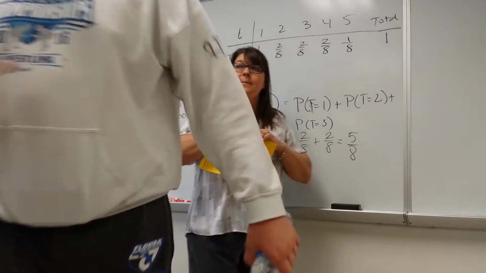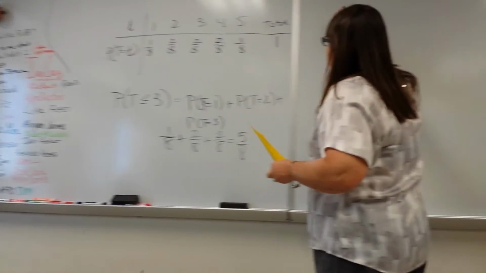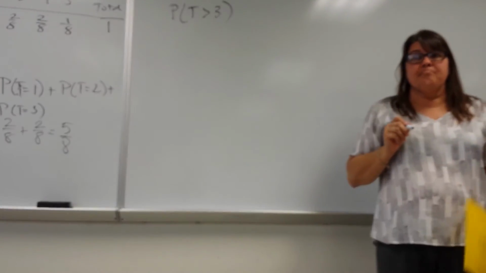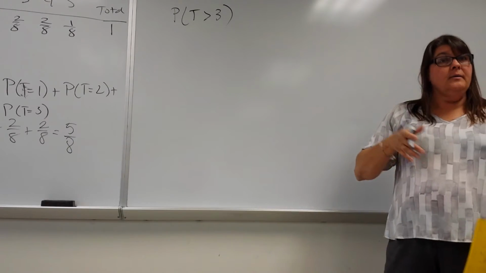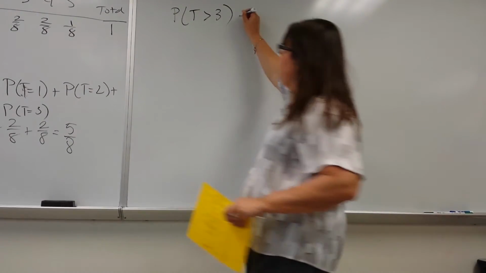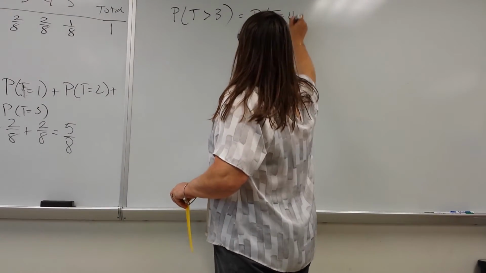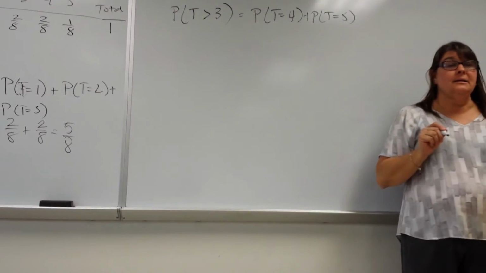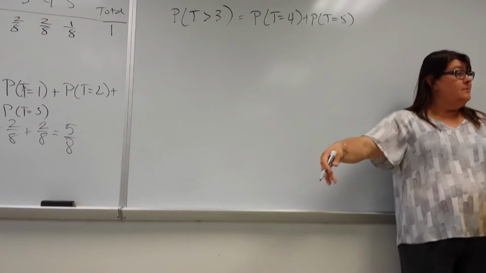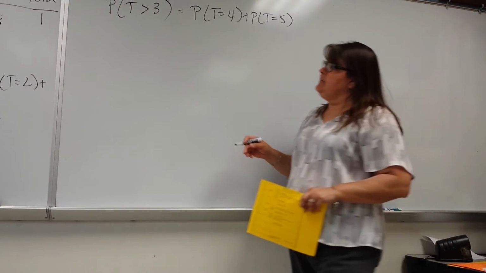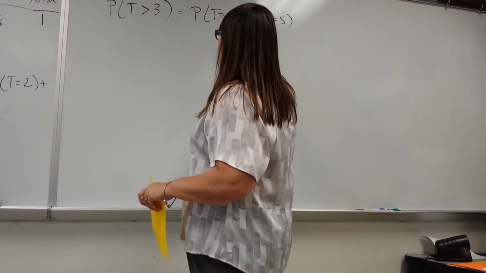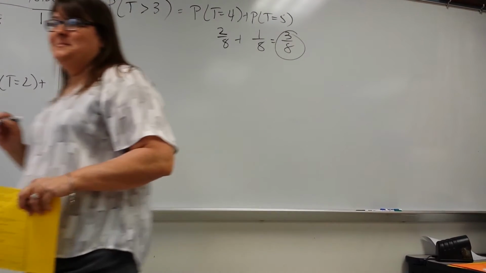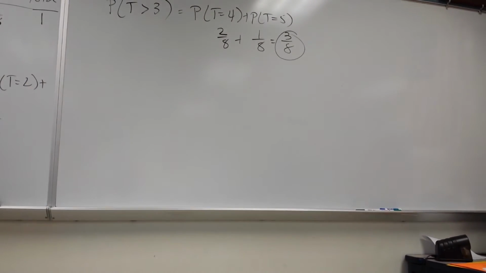Okay, what about the probability that t is bigger than 3? It should be 4 and 5. So it'd be 4 or 5, right? So it's going to be the probability that t is 4 plus the probability that t is 5. Does everybody understand why you add? Because it's that or that, and or means add. So t is 4, 2 eighths. T is 5, 1/8, for a total of 3 eighths. Are we good?